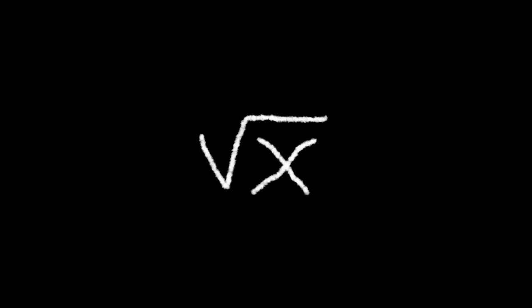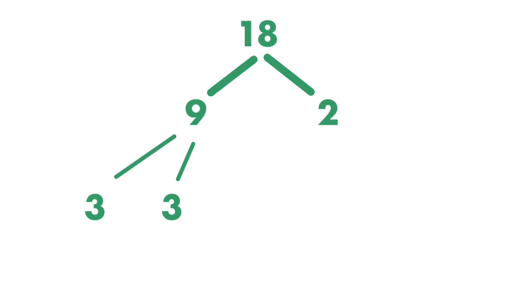Okay, kids, in algebra class, we learned how to find square roots without using a calculator. Here's how we did it. Take 18. It breaks down to 9 times 2. 9 is a perfect square, so you got 3 times 3. But how do you break down the 2?